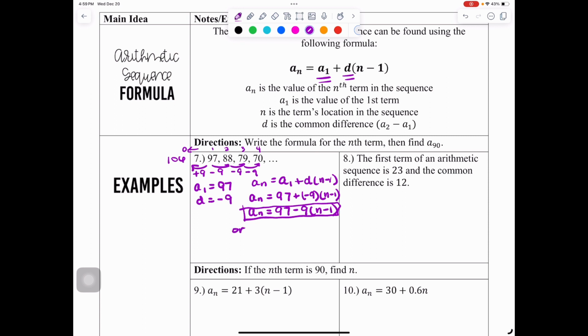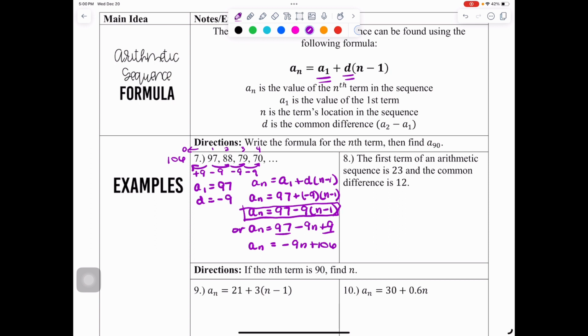You could actually distribute the negative 9 through the parentheses n minus 1 and get a sub n equals 97 minus 9n plus 9. You would combine the 9 and the 97, and you would get a sub n equals negative 9n plus 106. And it looks very similar to mx plus b. Your rate of change is negative 9. You're going down 9. And you're starting across from 0, that is, at a value of 106.